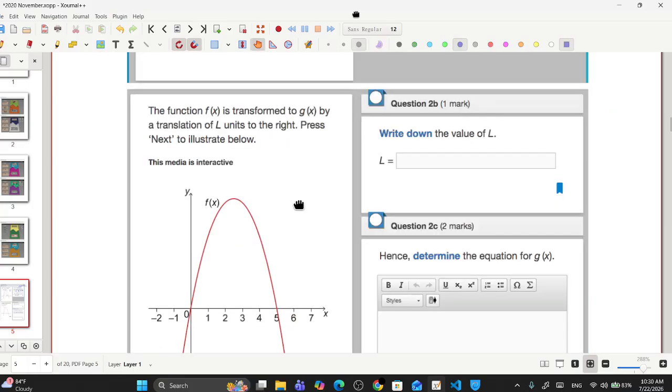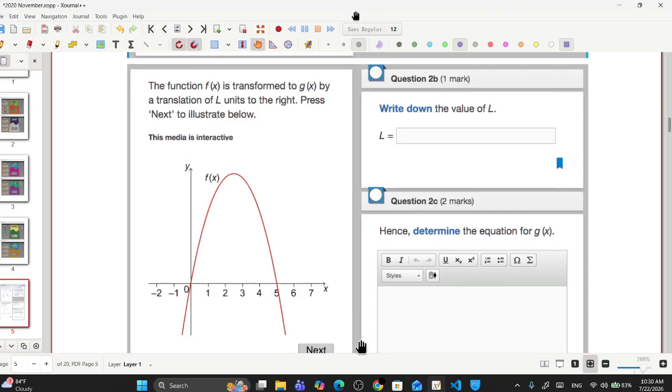The function f of x is transformed to g of x by a translation of L units towards the right. Okay, this is not something that you have learned, transformation. So I'm not going to go into too much detail, but the entire question is really amazing.